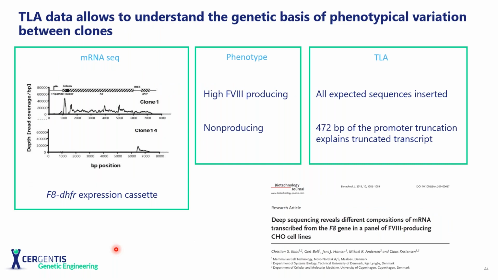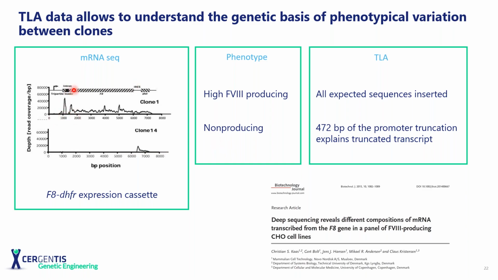Another interesting example from the literature shows how TLA data allows us to understand the genetic basis of phenotypical variation between clones. This is a paper from Novo Nordisk, the Technical University of Denmark and the University of Copenhagen. Here they use a combination of approaches to study their clones. They use RNA-seq and TLA to study the phenotype. One clone is high producing while the second clone is non-producing.